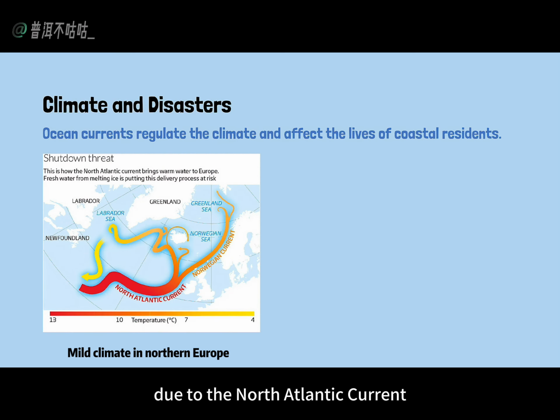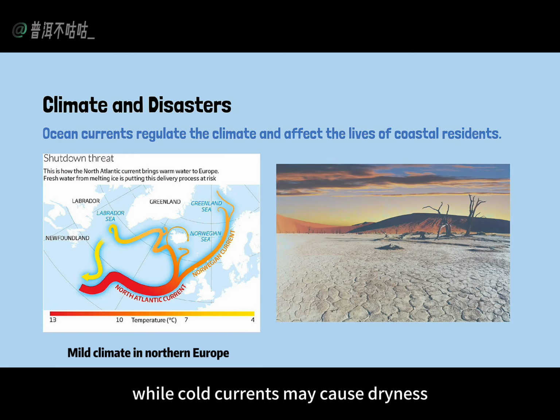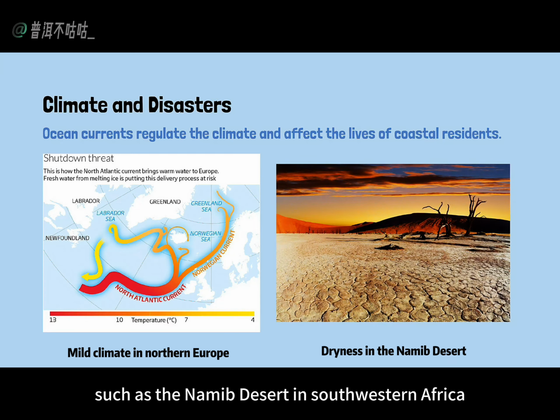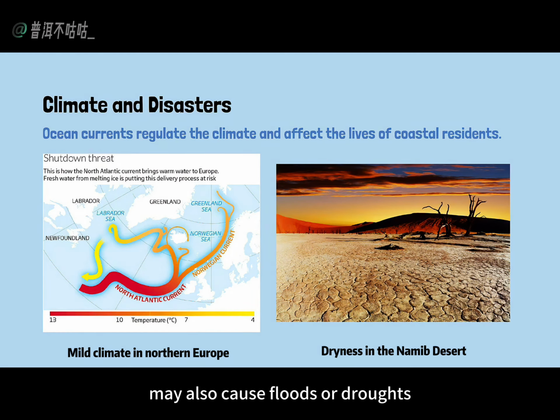For climate and disasters, warm currents bring humid climates, such as the mild climate in northern Europe due to the North Atlantic current, while cold currents may cause dryness, such as the Namib Desert in southwestern Africa. In addition, abnormal ocean currents, such as El Niño, may also cause floods or droughts.